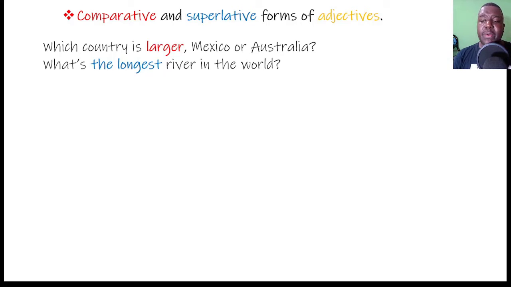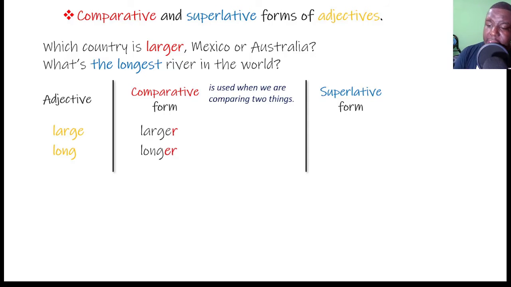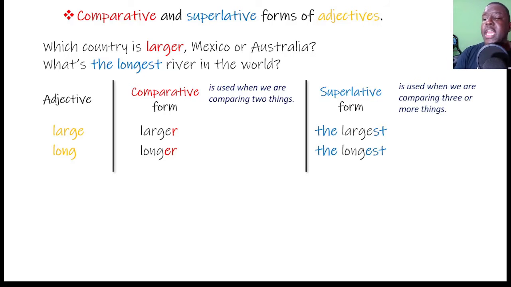The longest river in the world. So what is the longest river in the world? We have the adjectives large, long. We have the comparative form, larger, longer, which is used when we are comparing two things. The comparative is between two. And what about the superlative? The largest, the longest. We use it when we are comparing three or more things.